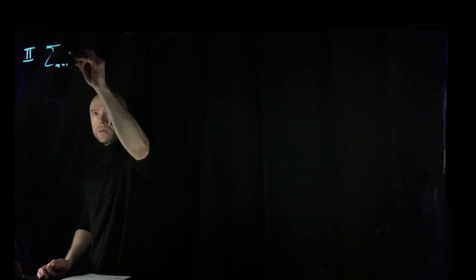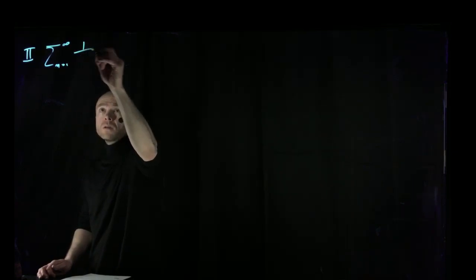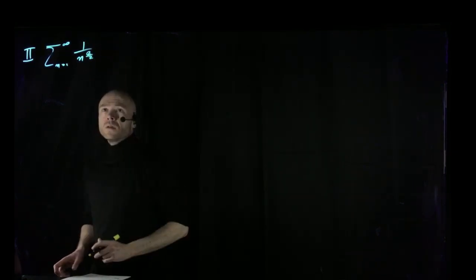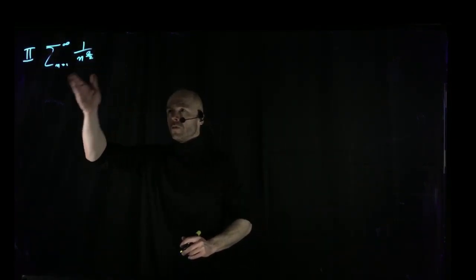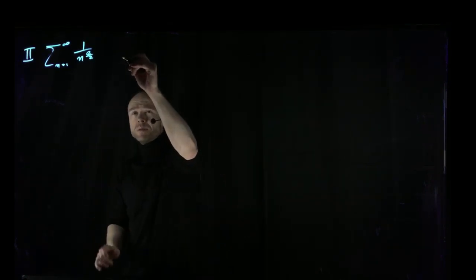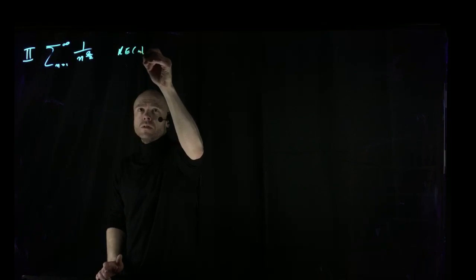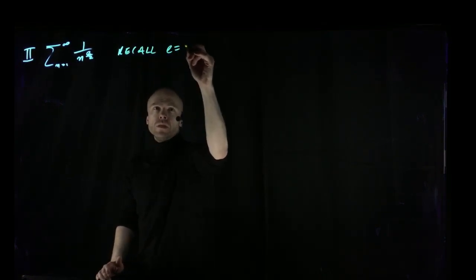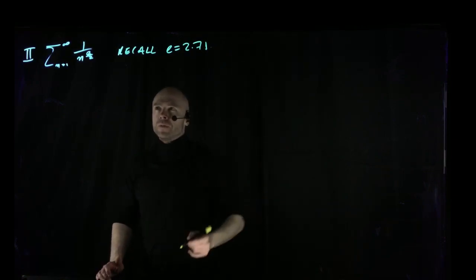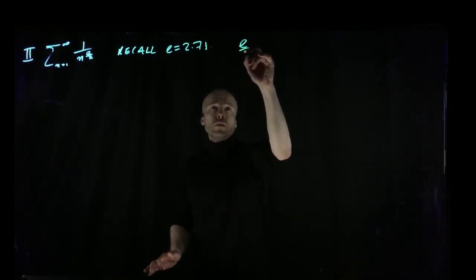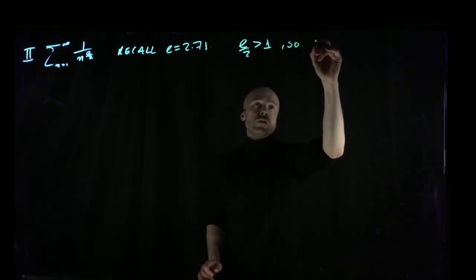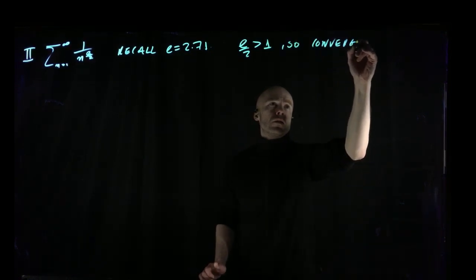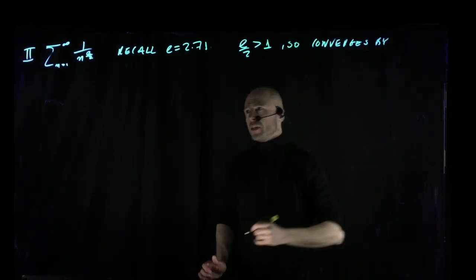Consider the second series, which is this thing. The only thing we have to remember is that e is just some specific number. So recall, e is 2.71 and some other digits. So e over 2 in particular is just bigger than 1, right? So this series converges by the p-test.